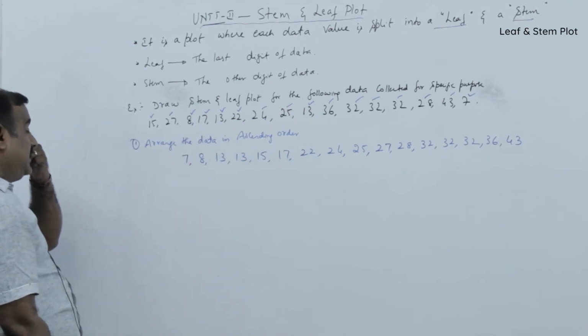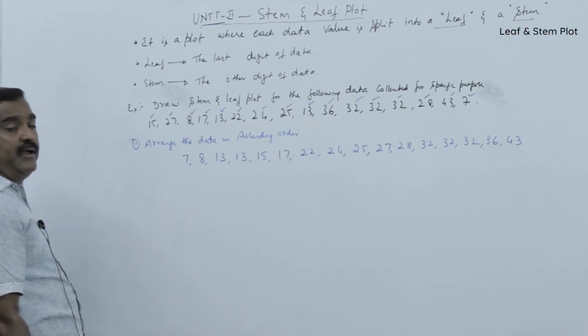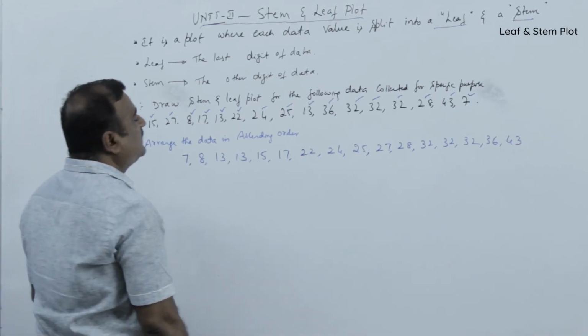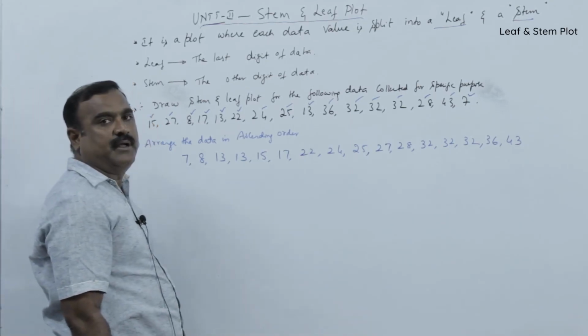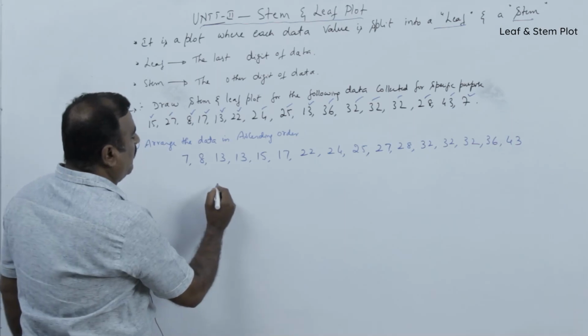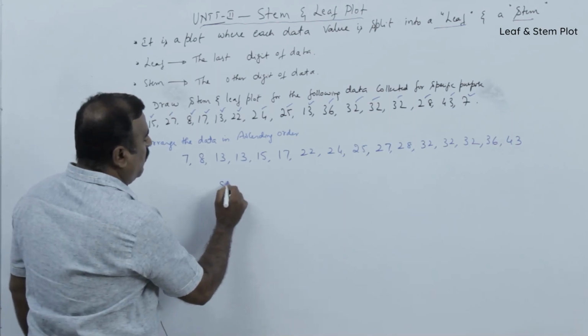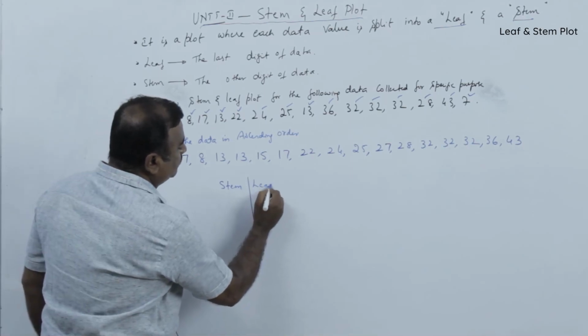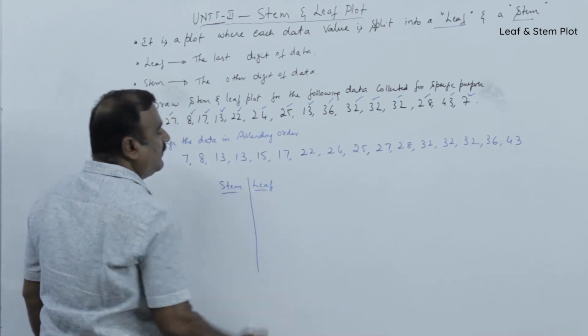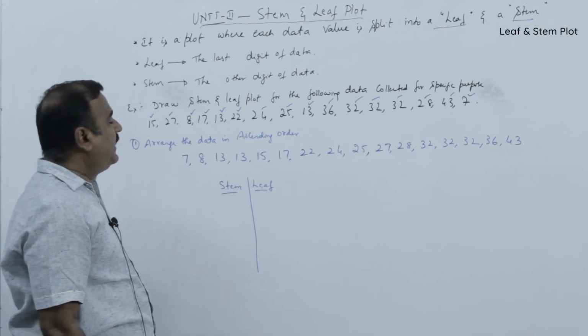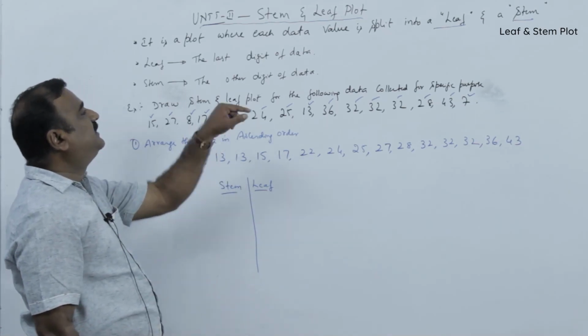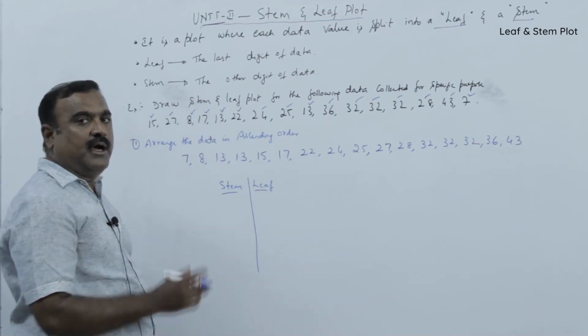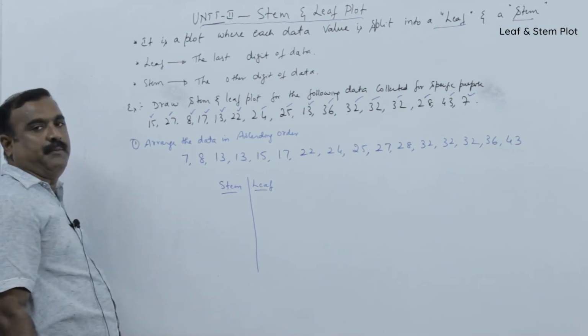So the first thing I did is that I arranged the data in ascending order. Now next I am going to draw the stem and leaf plot. So I am making one tabular column. One is stem and this side is leaf. The last digit of the data is called the leaf and the other digit we call the stem.